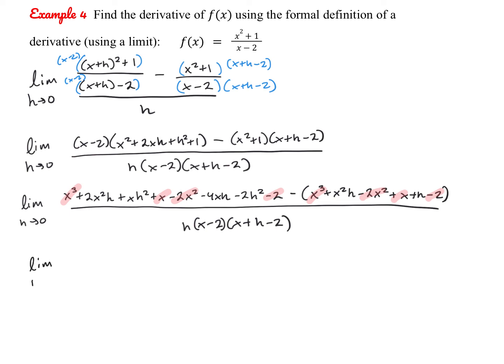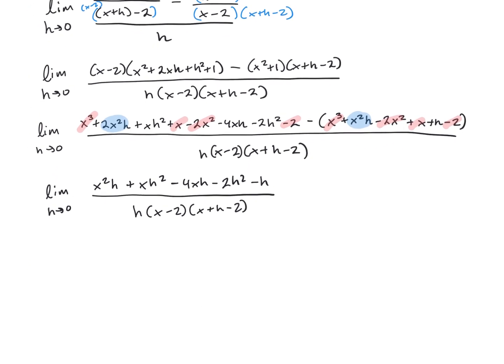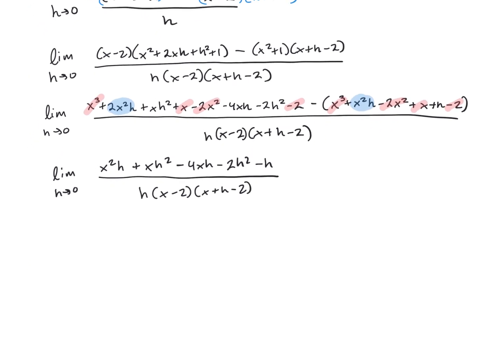So the limit as h approaches 0. We can combine the 2xh and then the minus x squared h. So that just leaves us with 1x squared h. So x squared h and then plus xh squared minus 4xh minus 2h squared. And then we do have that minus h left over here, all over h times (x minus 2) times (x plus h minus 2). You might notice that all of our terms in the numerator do have an h, so we can divide out h.